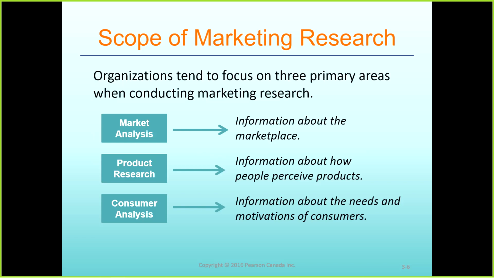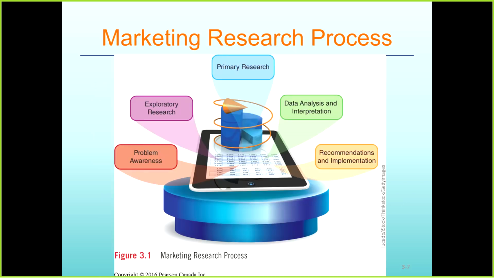So the scope of marketing research focuses on 3 areas. The analysis, the information about the actual marketplace itself as much as possible. Information on how people perceive products, which is the product research. And information about the needs and motivations, which we talked about: how important consumers can be, and what motivates them to use this product, and not necessarily to buy it, but to use it. So that's the scope: market analysis, product research, and consumer analysis.